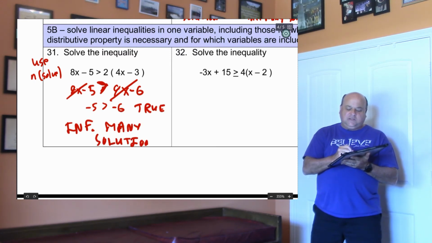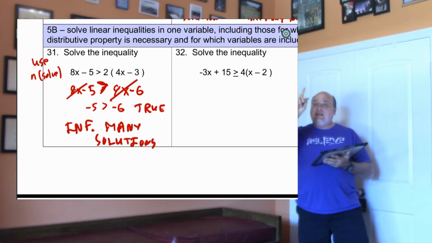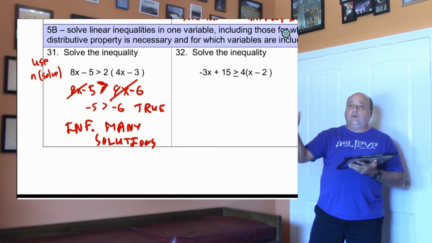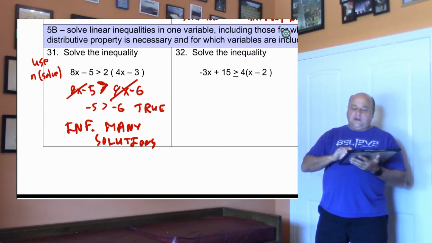Now, this was pretty simple to solve. The Insolve here kind of led you in the wrong way, but it did tell you that the x's cancel out. If the x's cancel out, you're either going to write down true or false. If it were false, it would be no solution. Let's go to the next one.